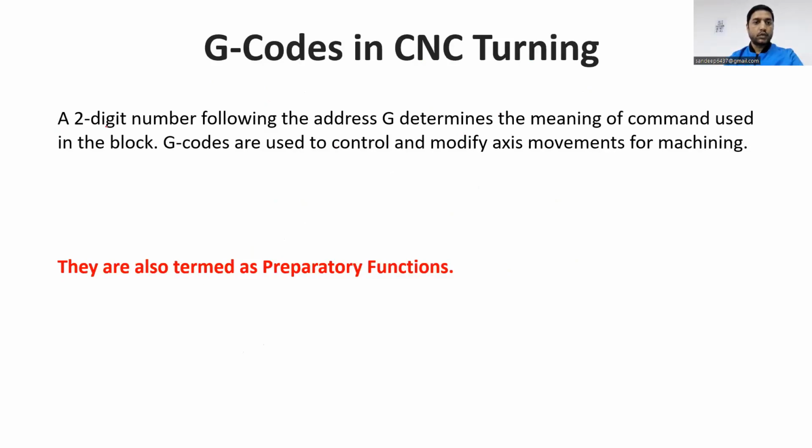A G code is a 2-digit number following the address G, which determines the meaning of the command used in the block. G codes are used to control and modify axis movements for machining. So kindly note that whenever we want to move the axis of a CNC machine, we will always use G codes. G codes are also called preparatory functions.